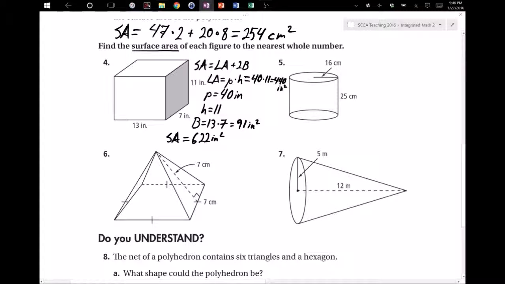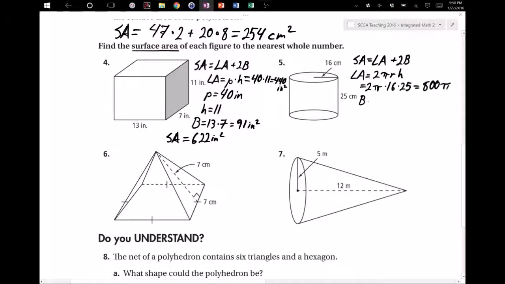Number 5 is a cylinder. We're still finding surface area. So we end up using the same kind of formula. It's lateral area plus the 2 bases, but these bases are circles. So my lateral area is equal to 2 pi r h. It's the circumference of the circle times the height of the cylinder. So that is equal to 2 pi times 16 times 25. So we have 32 times 25, and that gives us the lateral surface area is 800 pi.